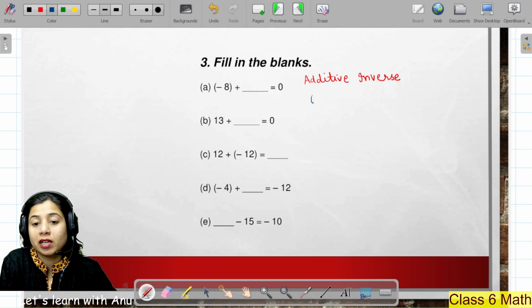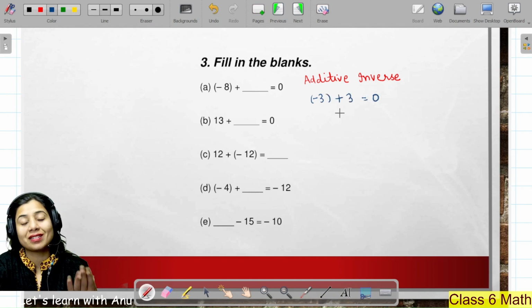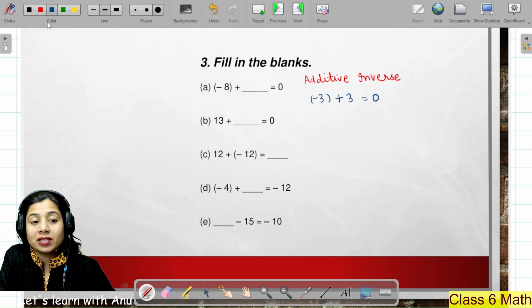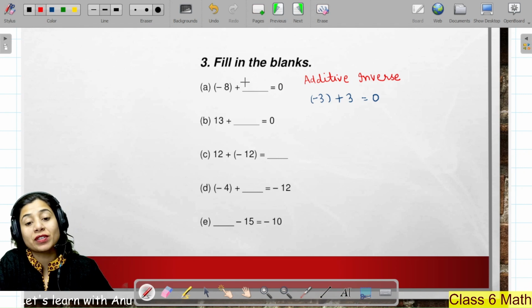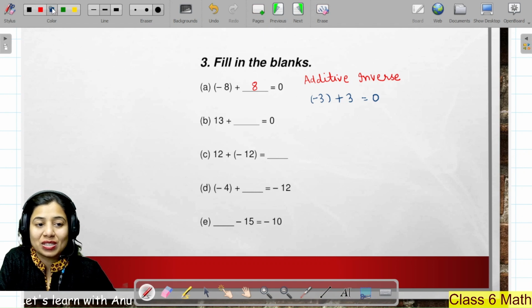For example, we have minus 3 plus 3 equal to 0. So two integers, one is positive, other is negative, and when we add them, the resultant is 0. In the same manner here, we have one negative integer, minus 8, the opposite of that is the positive integer, that is plus 8, and the resultant is 0.